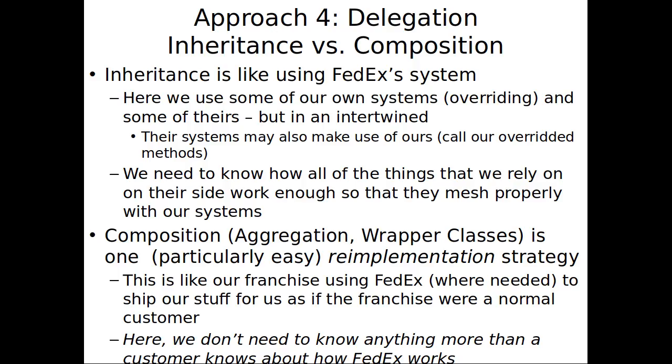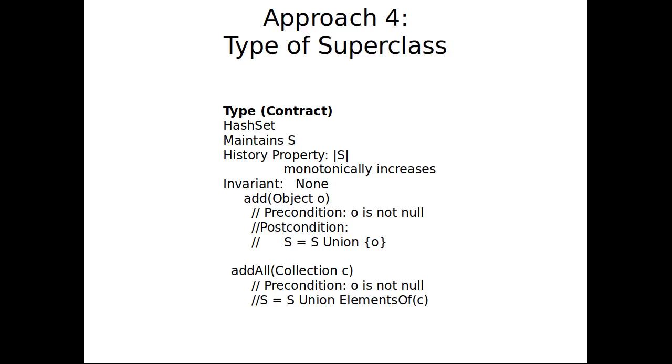By contrast, composition, or aggregation, or wrapper classes is a particularly simple re-implementation strategy, okay? This would be like us setting up a franchise and hanging out a shingle and saying we're a FedEx franchise. But to actually ship the packages out the back, we use Purolator Courier or some other service. We act like a customer for another service. We don't have to worry about what plane schedules are, the specifics of the IT system. We're just using essentially another system as a client, as a customer. So we don't need to know anything more as a customer than a typical user of those systems would need to know.